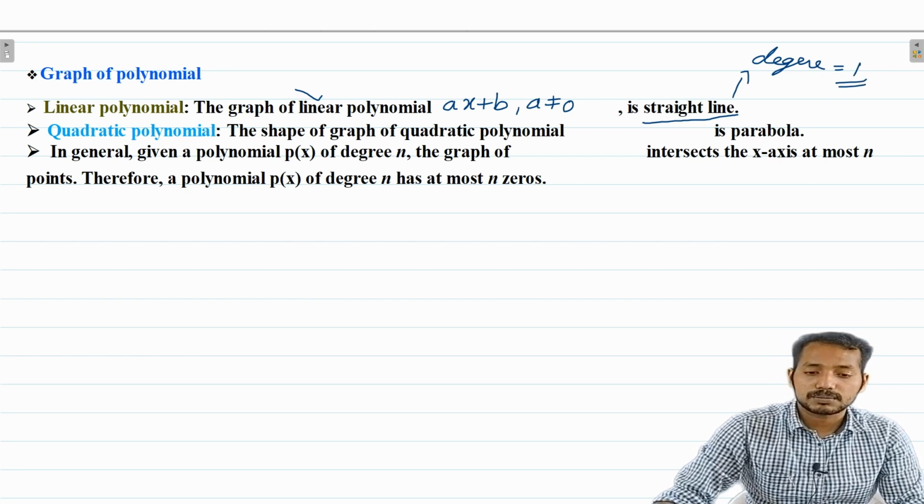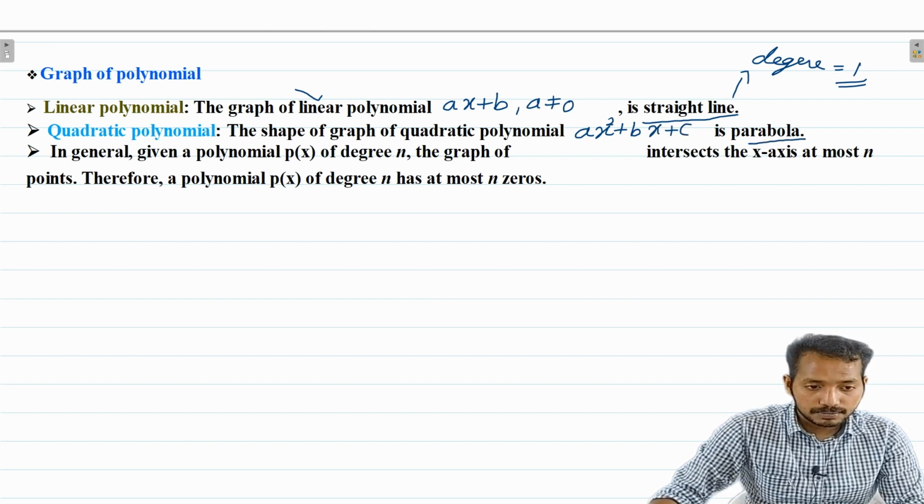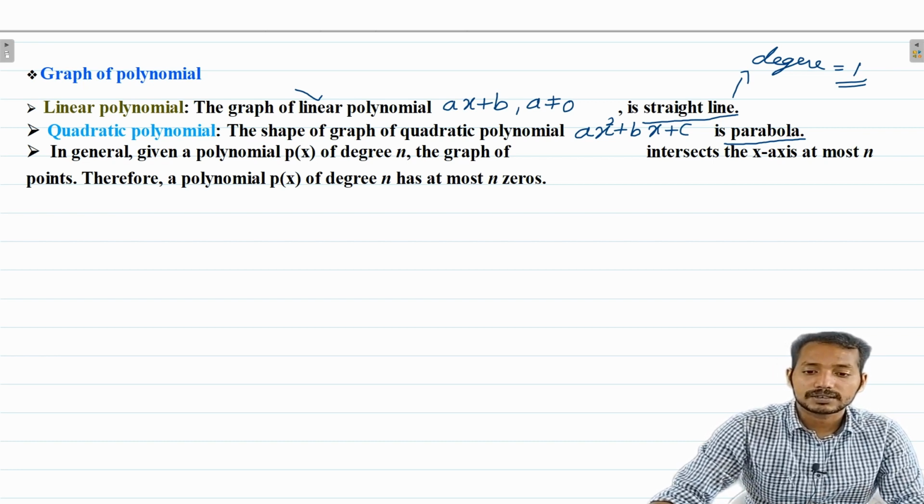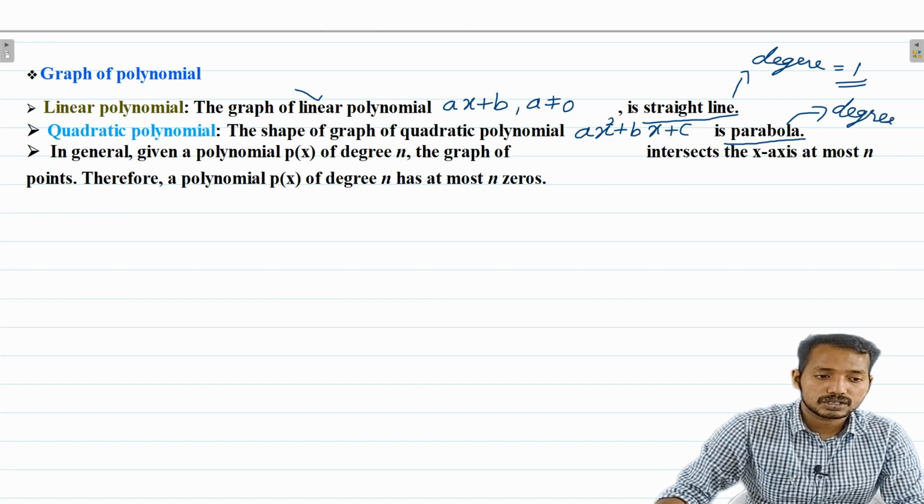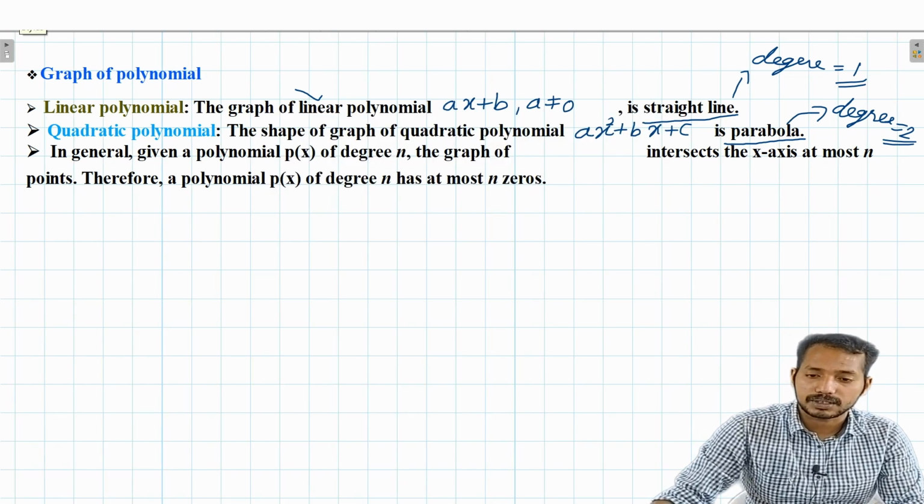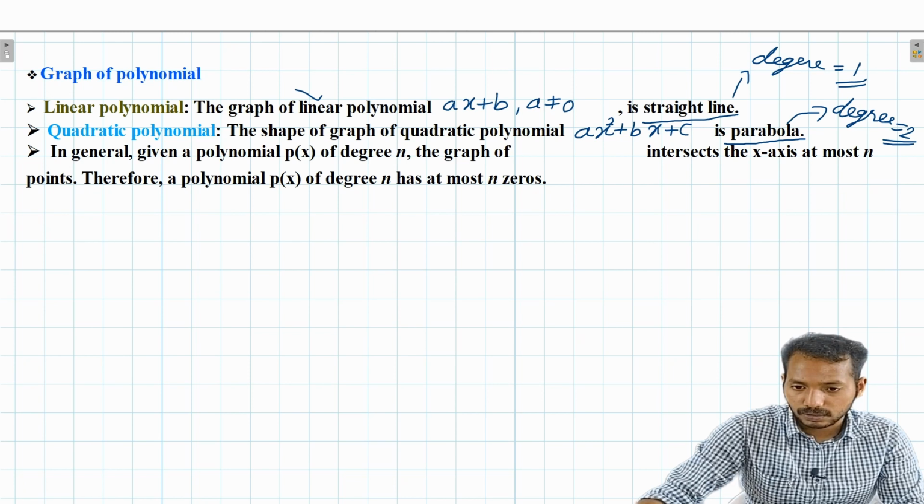Okay, next, quadratic polynomial. The shape of the graph of a quadratic polynomial, ax square plus bx plus c, is a parabola. We will discuss in detail what is a parabola and how it will be. And what is the degree of the polynomial? Here, degree of quadratic polynomial is 2. We already know that. Clear? Let's draw the graph of a linear polynomial so that we will get a clear idea.